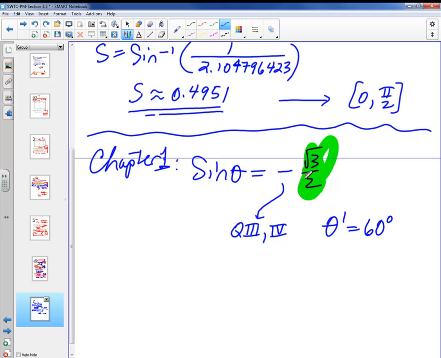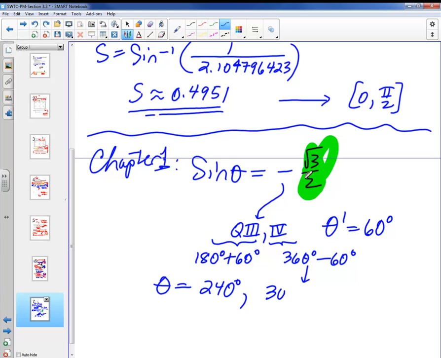Whether you do it with the triangle or memorizing. Then in quadrant 3, you added the reference angle to 180, and that gave you 240. That's one answer. And then in quadrant 4, you took 360 minus the reference angle, and it gave you 300 degrees. It looks very different from what we just did because we did it in the calculator. These are exact values. But the difference is that that angle is in degrees, and this is an exact value.